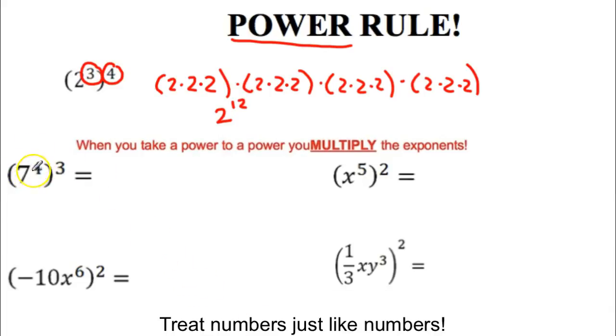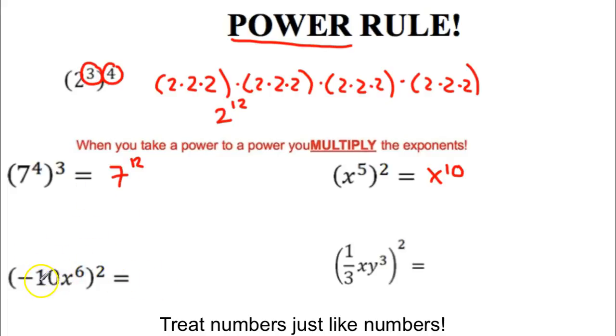So first one, 7 to the fourth power raised to the third power. Easy, we got 7. And the 4 and the 3, 4 times 3, 12. Bam, done. Over here, we've got x to the 5th squared. So 5 times 2, 10. Easy so far, much easier than expanding them out.